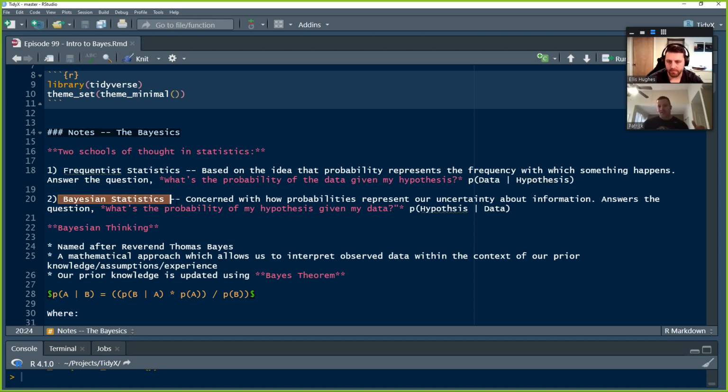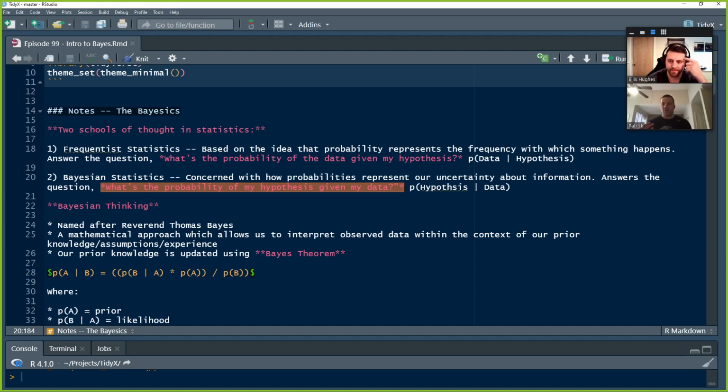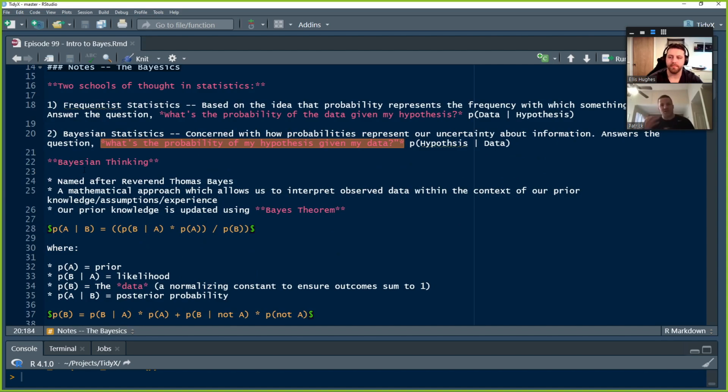In Bayesian statistics, it flips that problem. It's concerned with how probabilities represent our uncertainty about information. And it answers the question, what's the probability of my hypothesis given my data? This is saying, you know what, I'm walking into this situation with some prior knowledge, with some expectation, with some intuitive feeling about what I should be seeing. And now I'm going to observe some data. How does that update my knowledge of the world? That's really what Bayesian thinking is about.